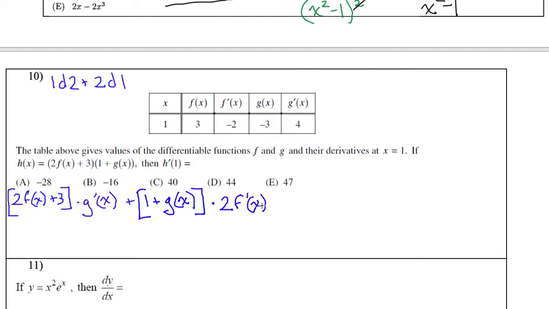F prime of x. There it is. We've taken the derivative of h of x. There's h prime of x. But it's not asking us for h prime of x. It's asking for h prime of 1, which means I need to plug in 1. So if I'm plugging in 1, let's do that right now.